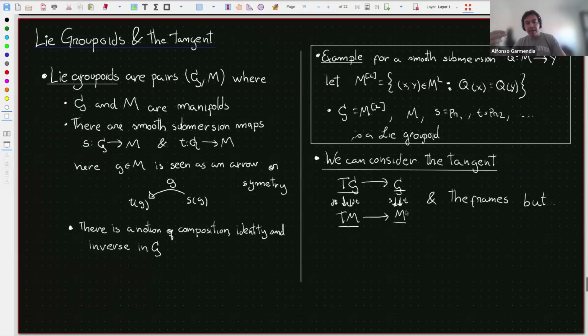We will have the identity map that for every point in M will give us an identity element in G. And we can also differentiate this map to have a map here. And in the end, what we have on this side is a groupoid. And that is what we call a vector bundle groupoid, or a VB-groupoid.